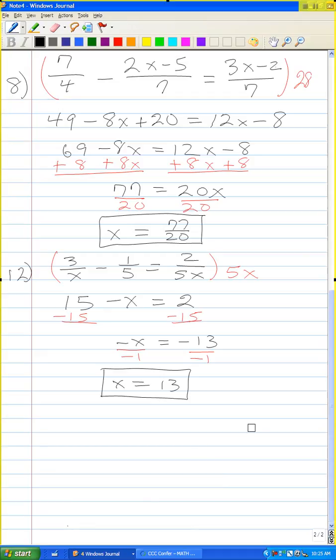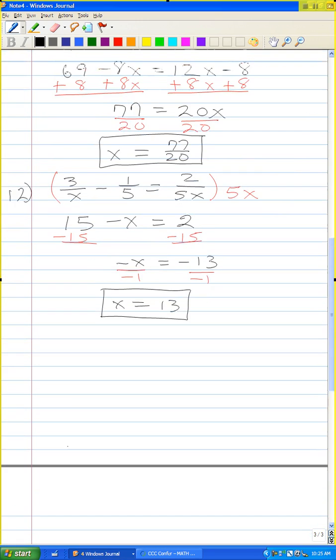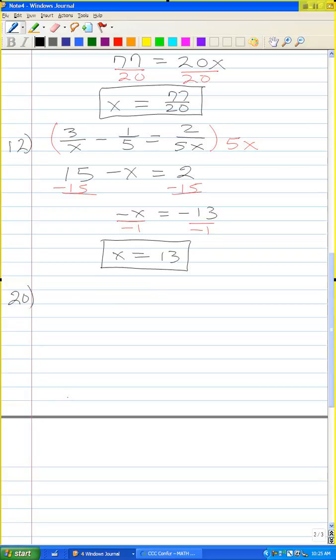Let's do problem number 20. x plus 1 minus 2 over x equals 0. So in this case, the least common denominator will be x. And so let's multiply every term by x. So x times x gives me x squared. x times 1 gives me x. The x's cancel, so you just get minus 2.